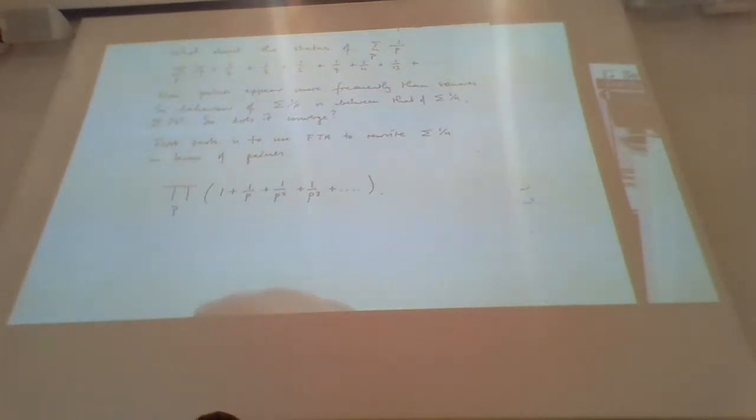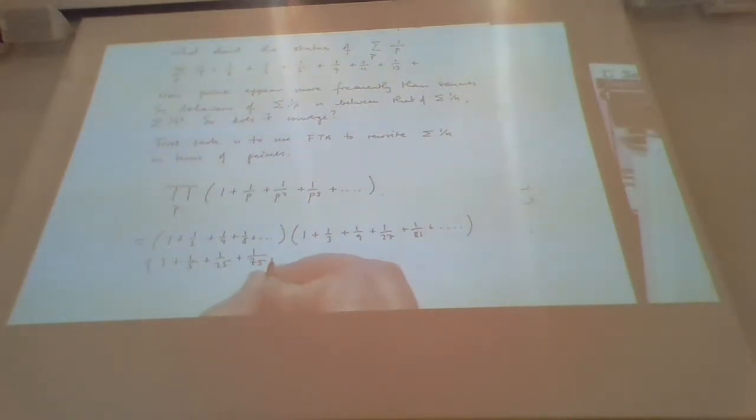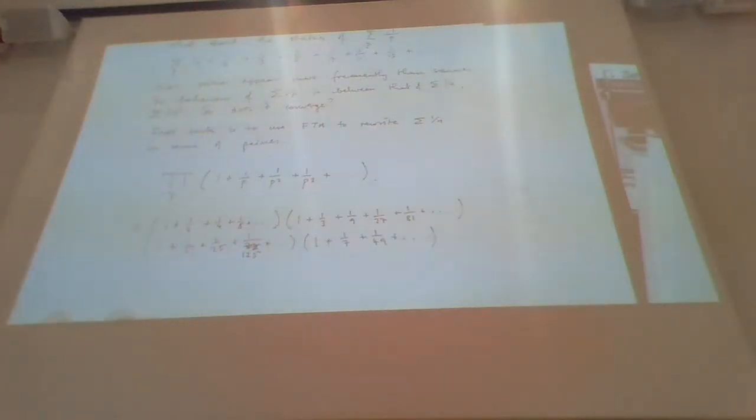The next bracket is the bracket for the prime 3: 1 plus 1 over 3, 1 over 9, 1 over 27, 1 over 81, multiplied by the next bracket, which is the bracket for 5: 1 over 5, 1 over 25, 1 over 125, etc., etc. Next one is the bracket for 7. You get the idea. Details. Okay. So it's a product of all those brackets.